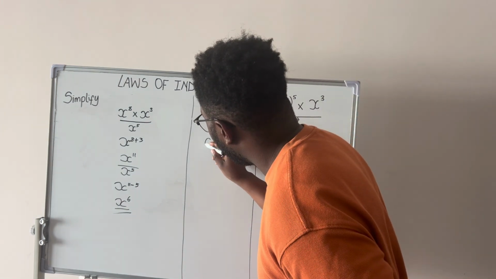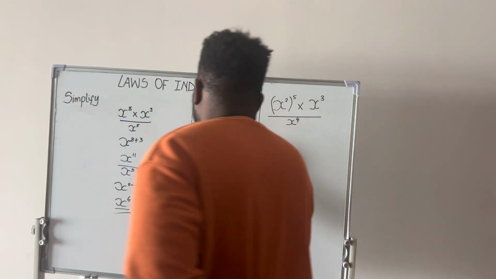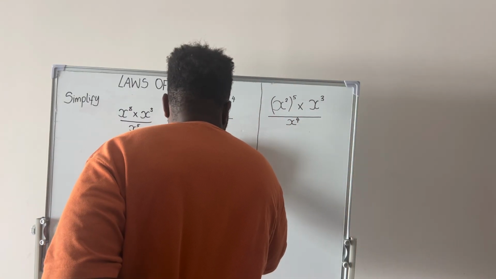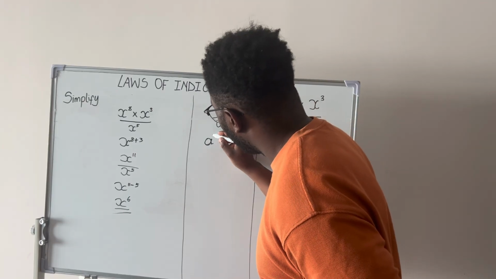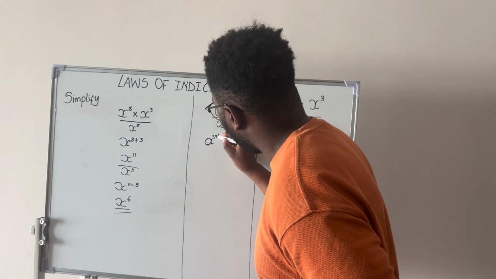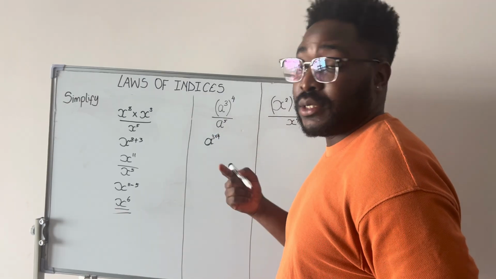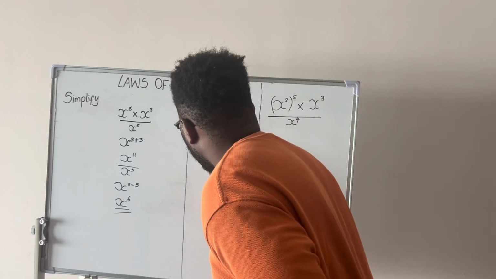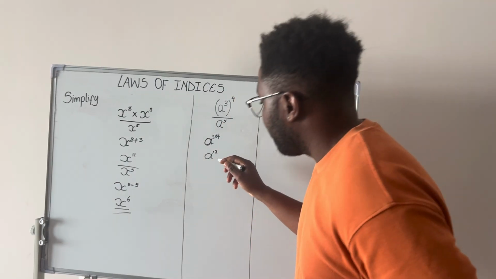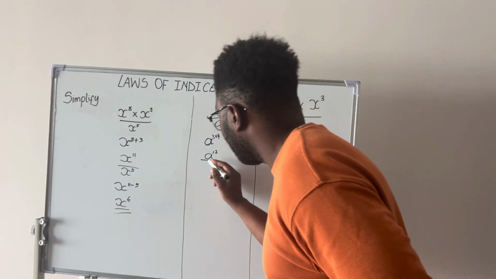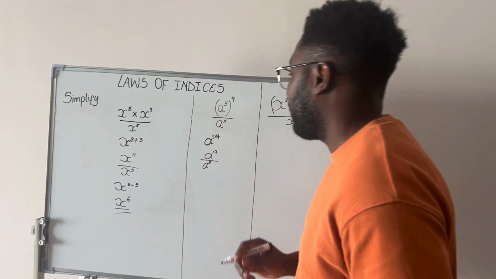So that's a, sorry, let me just write that properly. a, 3 multiplied by 4, and 3 multiplied by 4 is 12. So we shall have a raised to the power 12. Remember, let's not forget the division by a to the power 5.